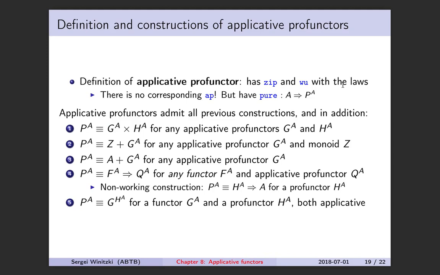Applicative profunctor is defined in exactly the same way using zip and wrapped unit with the same laws. There's no corresponding app method, but there's a pure method from A to PA, because you can take wrapped unit, which is P1, and you can XMap it with a function from A to 1 and a function from 1 to A, which you will always have. Since you have an A, then you have a function from 1 to A, and a function from A to 1 you always have. And so you can XMap your wrapped unit from P1 to PA, given an A. So that's the pure method.